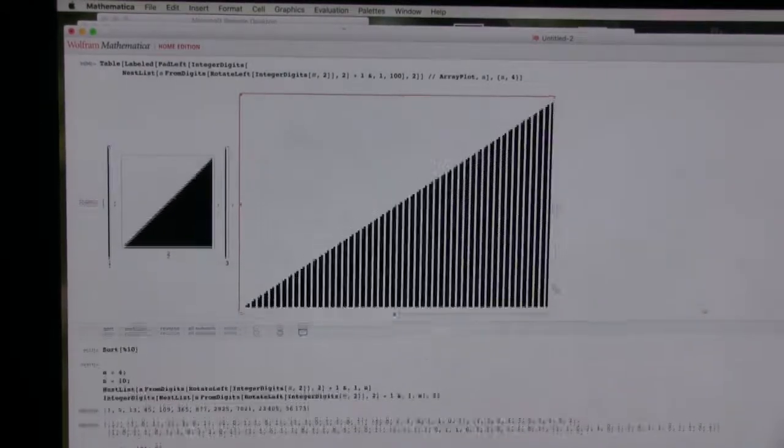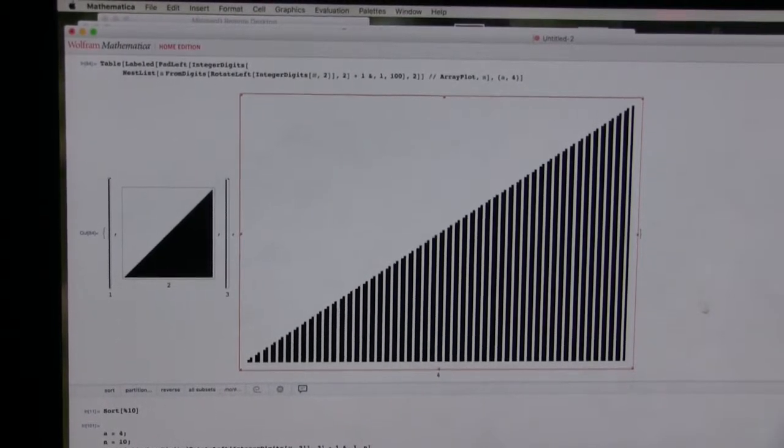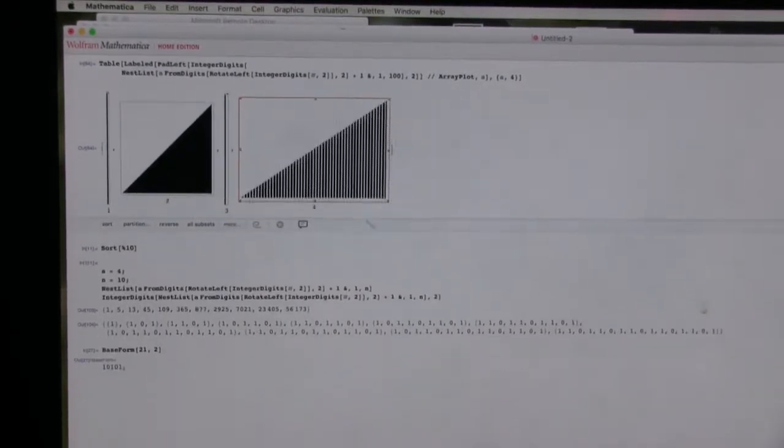But this is kind of what Stephen Wolfram was looking at. Is this still on camera? Okay. So here are the patterns in the 1s and 0s. There's something going on here. Pretty neat, right? So let me shrink this back down.